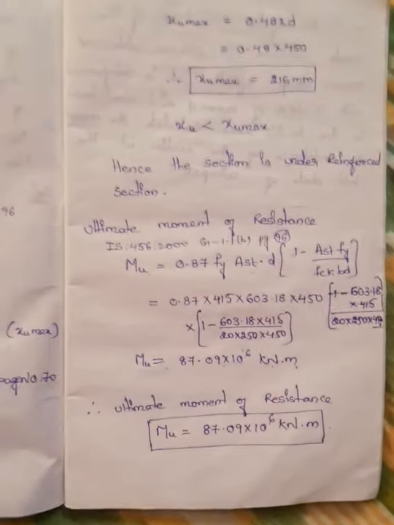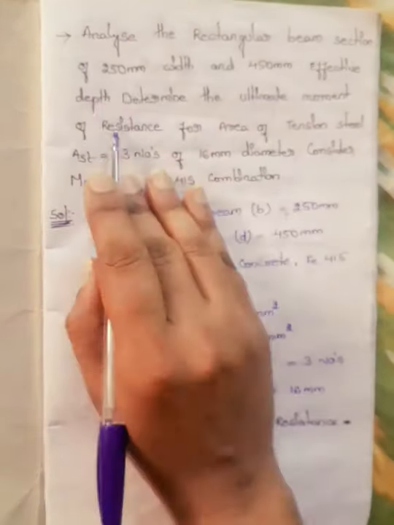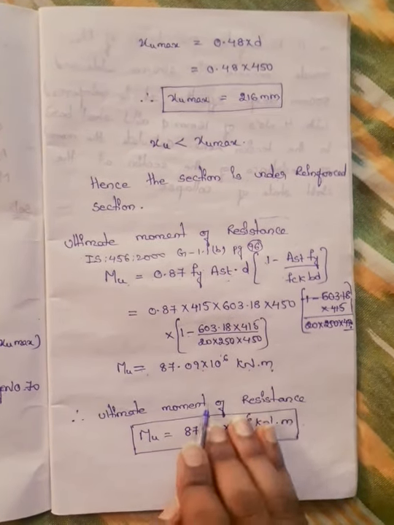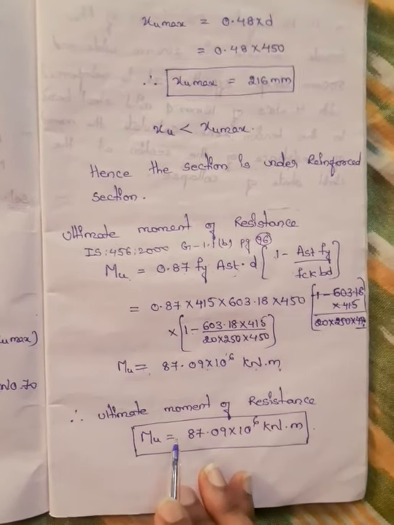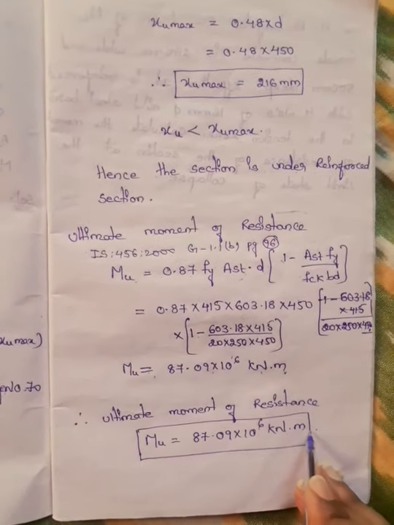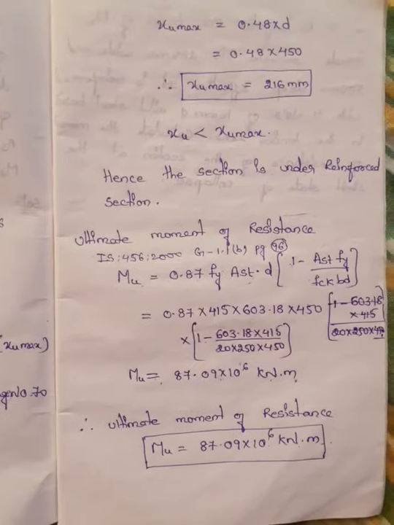What was asked in the question? To determine the ultimate moment of resistance. So what have we calculated? We have calculated the ultimate moment of resistance, that is equal to 87.09 into 10 power 6, right? So we are done with the problem.